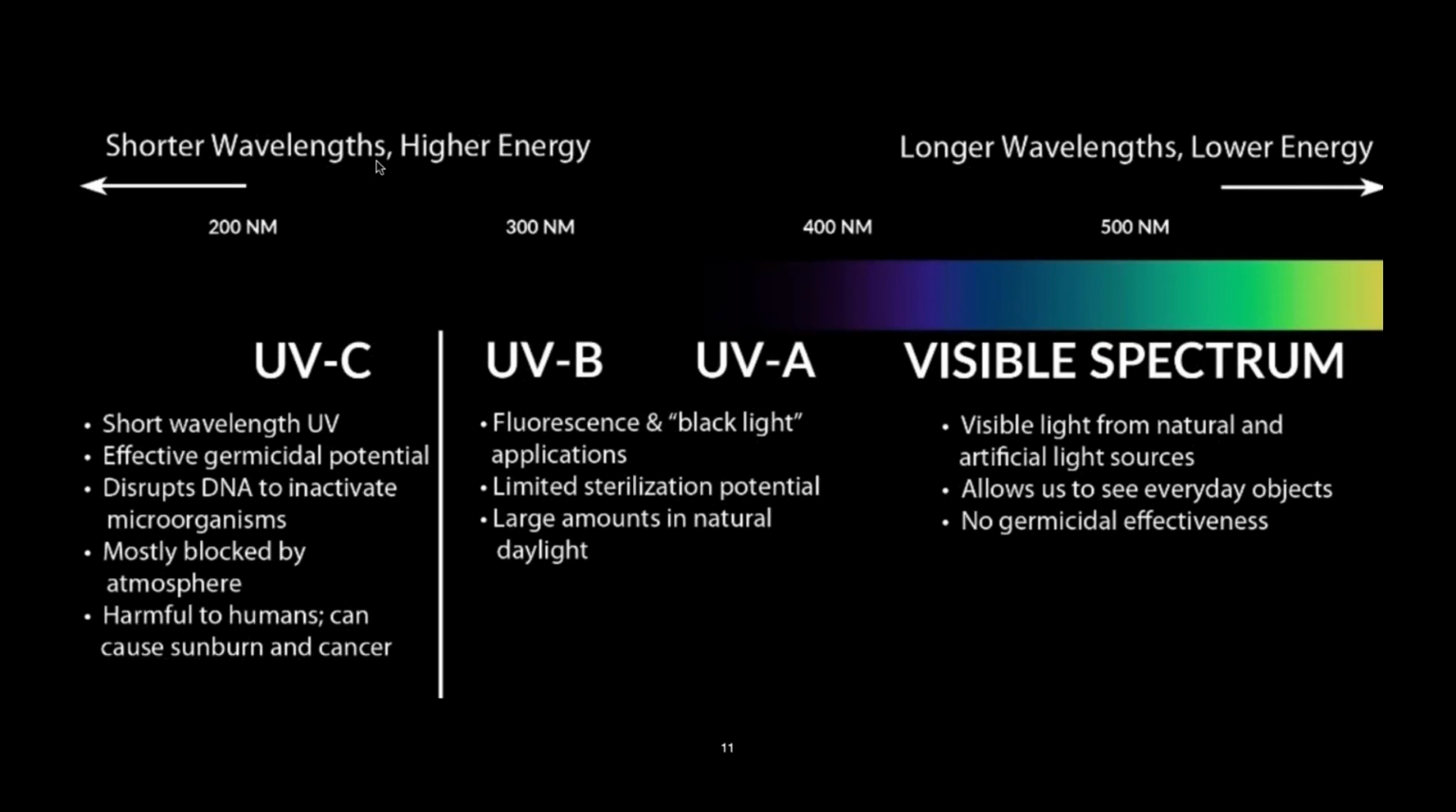Then you have UVB and A, which are the black lights, and they sterilize a little bit, but these are the ones that give you sunburn, in large amounts. And those are nanometers from 300 to 400. And then the visible spectrum lights that you can see, colors, etc., are 500 and up. So the visible light in artificial light sources, you can see everyday objects, but they don't kill germs or anything.